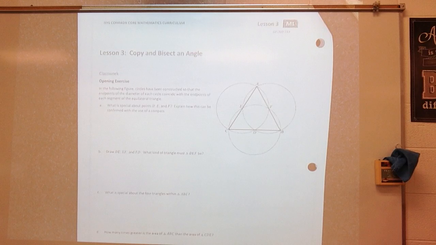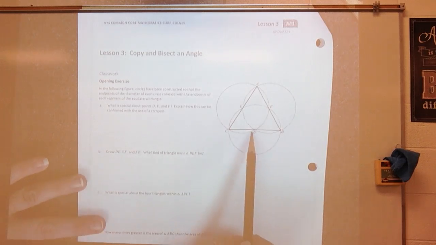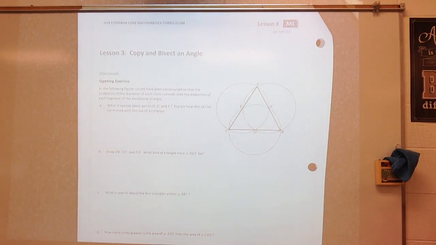Alright, so let's look at our opening exercise. In the following figure, circles have been constructed so that the endpoints of the diameter of each circle coincide with the endpoints of each segment of the equilateral triangle. So it wants to know what is special about points D, E, and F, and explain how this can be confirmed with the use of a compass.